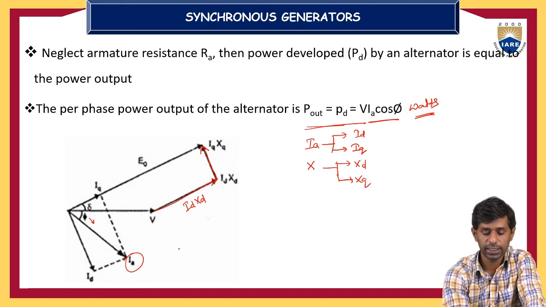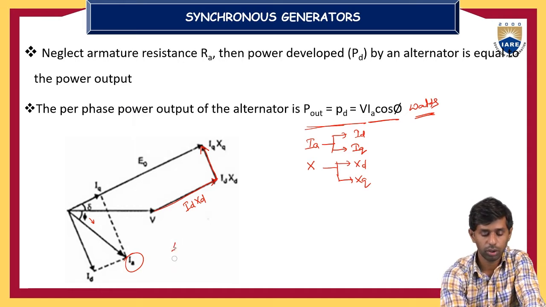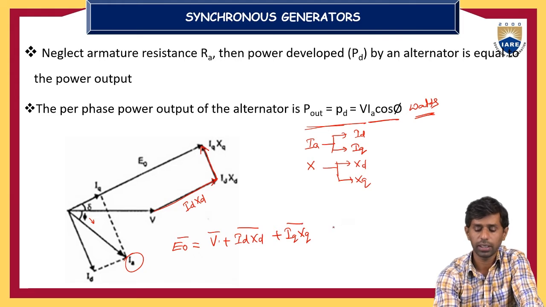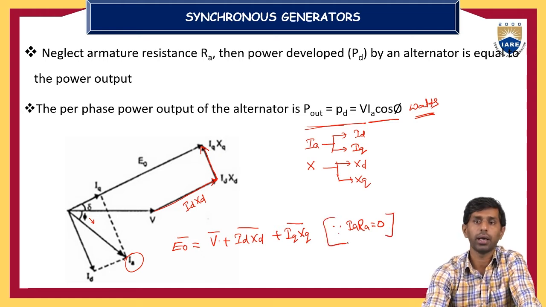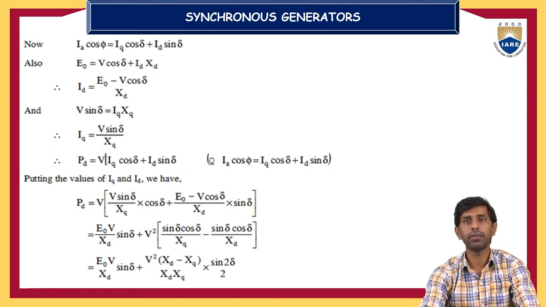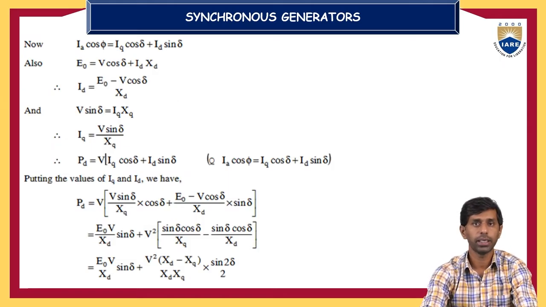By vector addition, the E0 vector is equal to the V vector plus the drop due to the direct axis component, that is Id Xd, plus the drop due to the quadrature axis component, that is Iq Xq, where I am neglecting the drop due to armature winding resistance, that is Ia Ra drop is 0. From this phasor diagram we will derive the expression for the power developed by the synchronous generator.